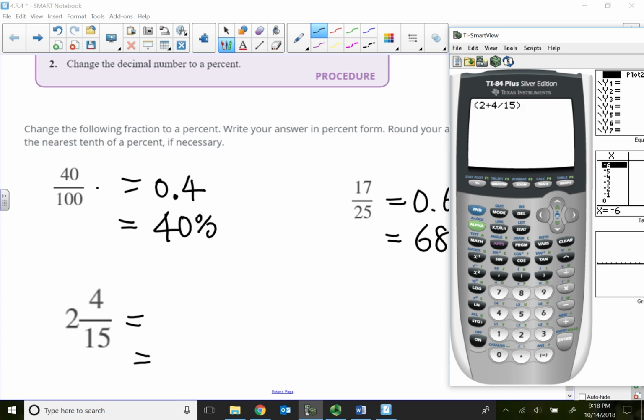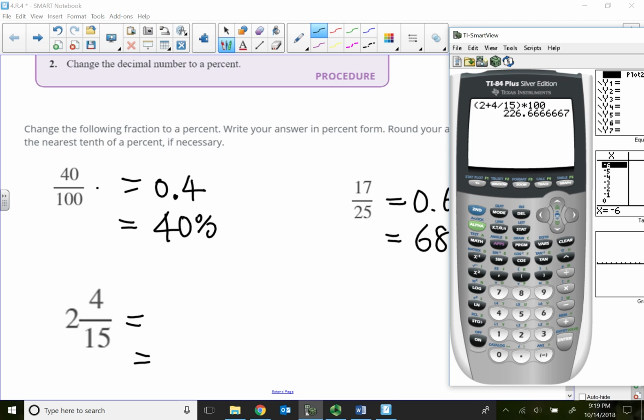Close parenthesis. If I press enter right now, it will give me the decimal answer. But once I have the decimal answer, the next step to convert into percent is times 100, or move the decimal to the right 2 places. So I'm just going to type in times 100. Make sure this parenthesis is closed. Times 100 right away and convert into a percent.